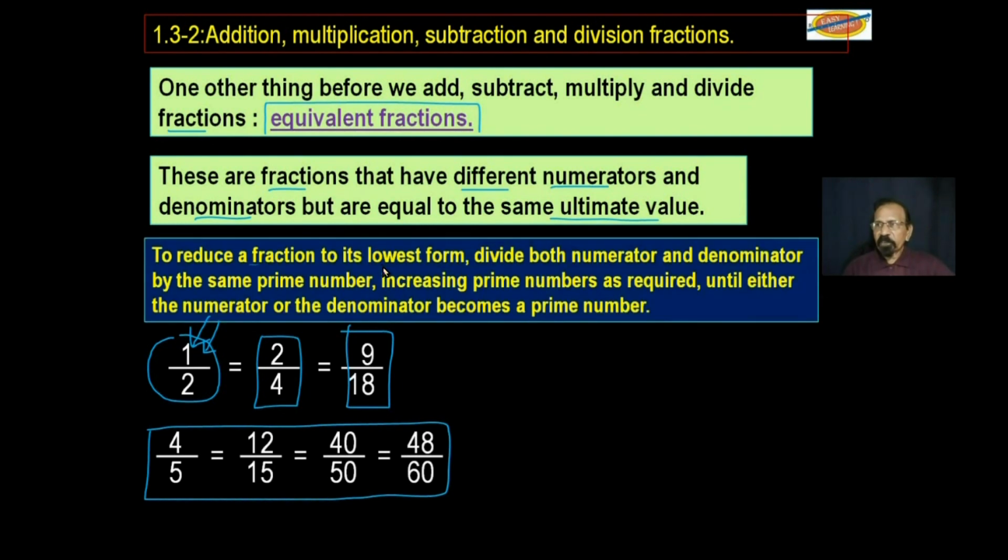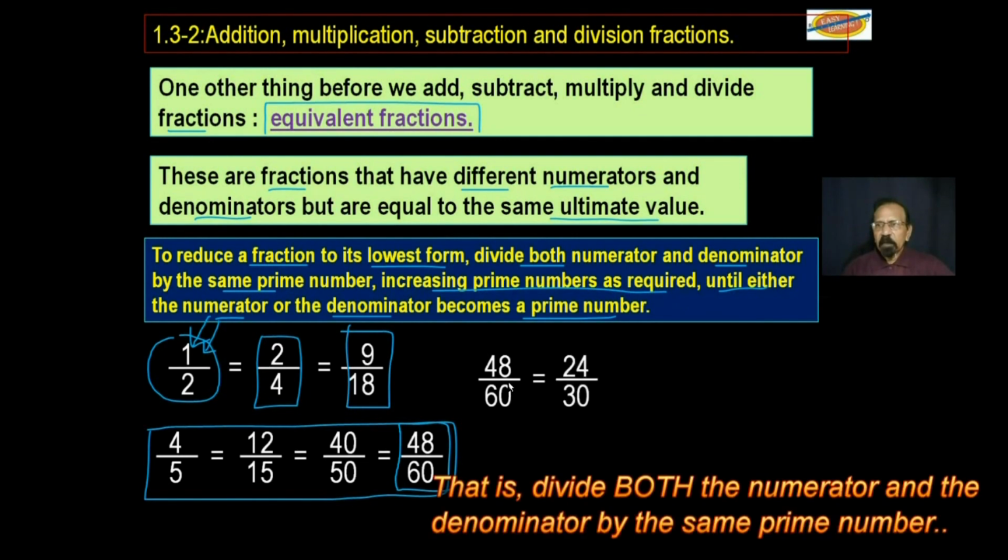To reduce a fraction to its lowest form, we divide both the numerator and the denominator by the same prime number, increasing prime numbers as required, as we were doing for LCM, until either the numerator or the denominator becomes a prime number itself, at which point you stop. So let's take one example. Let's take this 48 over 60.